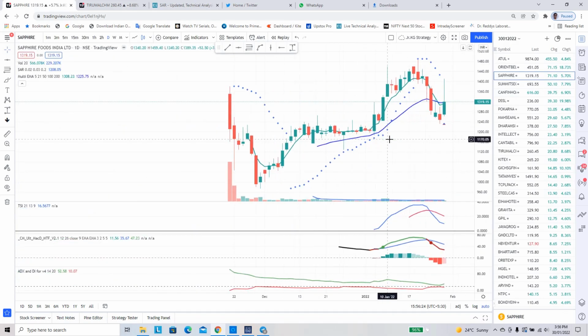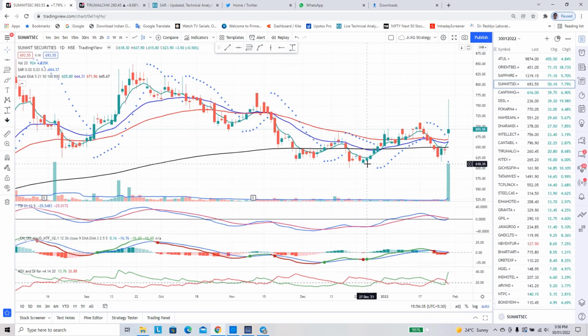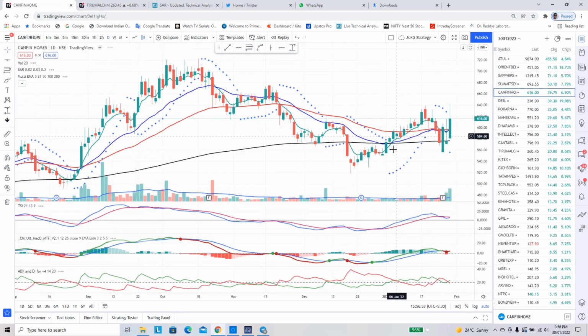So like that. Sapphire, again this is a very new stock which recently came as an IPO. Then let's go to Smith. Okay, so again if you see here, this has given a buy signal with a huge volume, but my only worry here is that after giving such a big move, heavy selling has come. So I will wait to take a position in this one. Next one is Canfin.